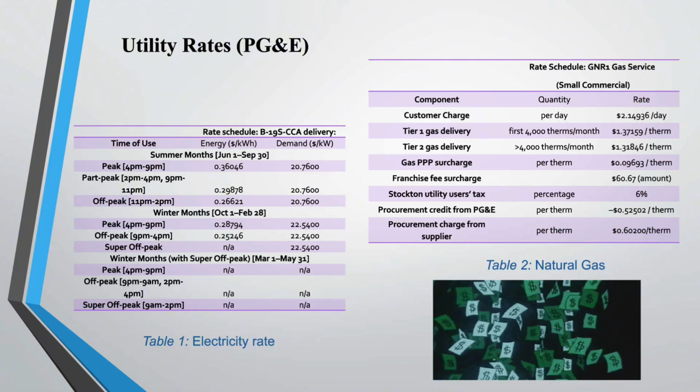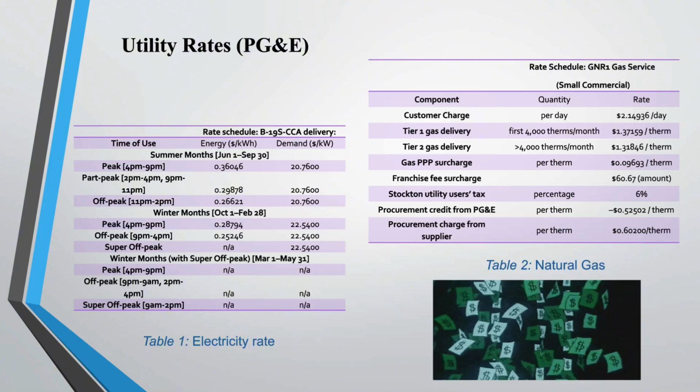And for the natural gas rate, the schedule is GNR1 gas service. For the tier 1 gas delivery, for the first 4,000 therms per month, they charge $1.37 per therm. And for tier 2 gas delivery, greater than 4,000 therms per month, the rate is $1.31 per therm. And they charge a customer charge of $2.14 a day, and some surcharges and taxes, some credits, and a charge for the supplier. So this is a table for electricity and natural gas.